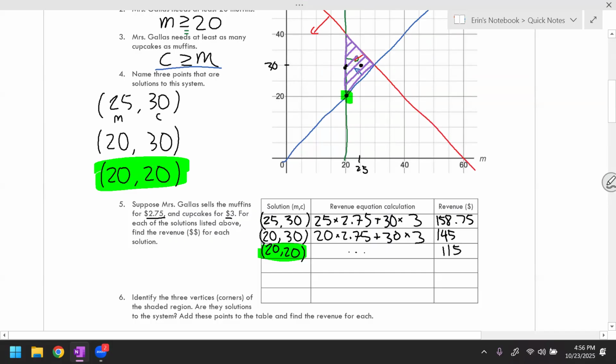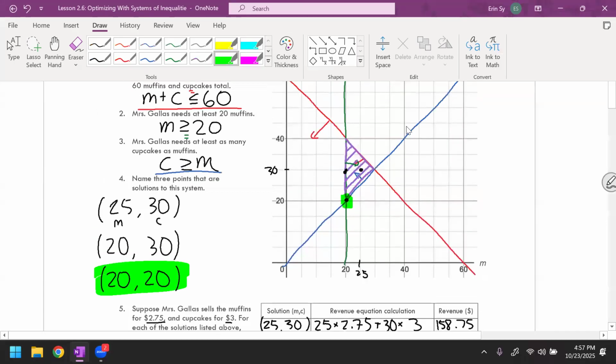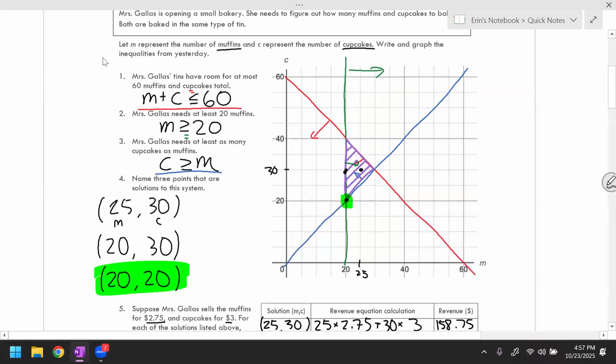Okay. There's 2020 right there in green. What are the other corners? Let's take a look. Let's scroll up a little bit and find them. Okay. Well, it looks like we have 2040. So 20 muffins, 40 cupcakes, and 30, 30. That's another point there.